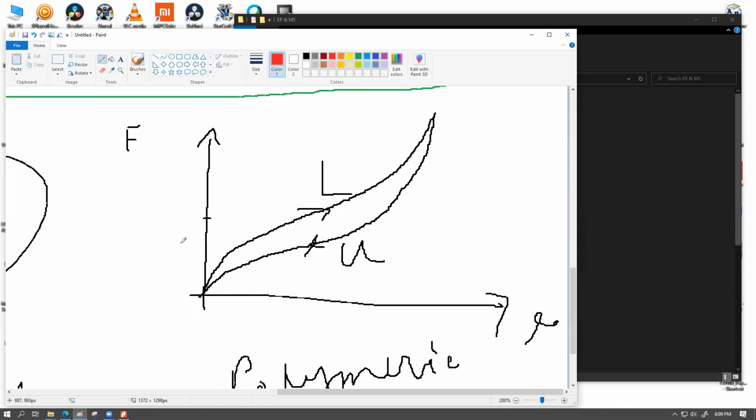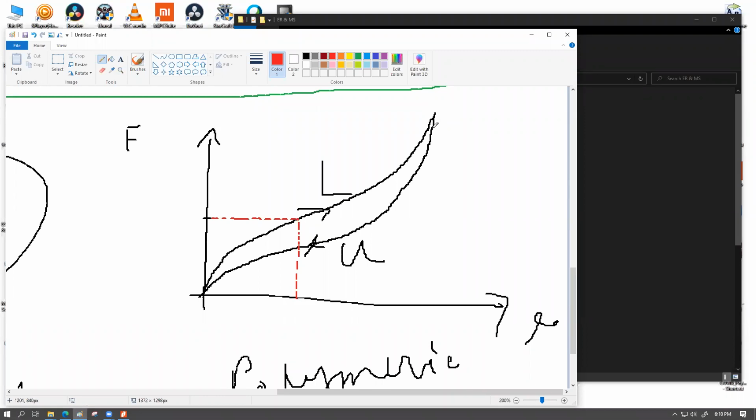Let me use a different color. Under the effect of this amount of force, in the loading process, the object gave us this much extension, which means this is one value of the extension for the applied force in this case. And as we keep on loading, it goes up to here. Let's say it didn't break up to this point. We didn't actually tear it apart. And then we started removing the force.